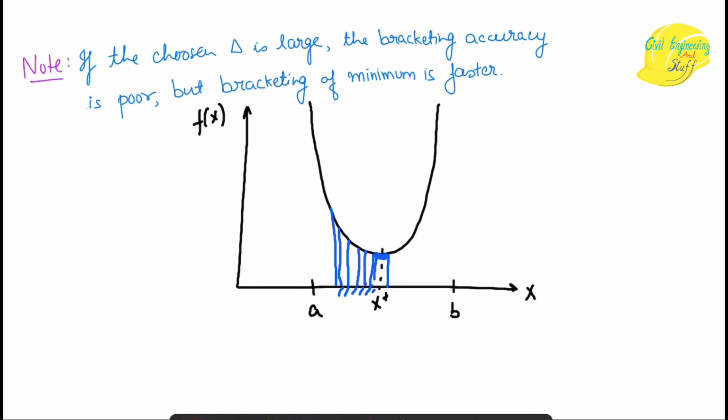On the contrary, if we take a larger value of delta, suppose this was your delta value and the next point is here, then the range in which the minima will lie will be quite large. The iteration might be completed in very few steps, but the range that we get will be quite large, and therefore our accuracy will be very poor.